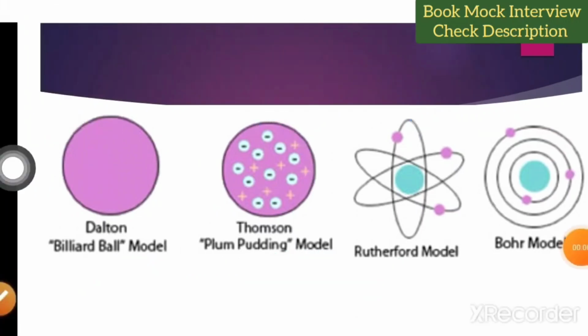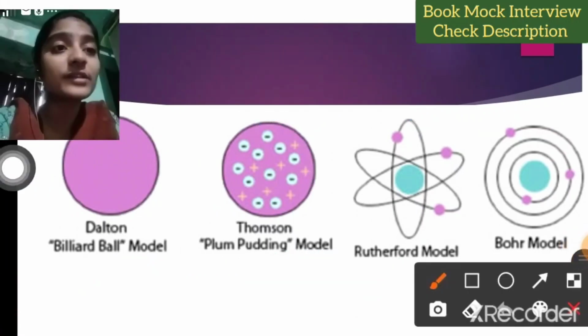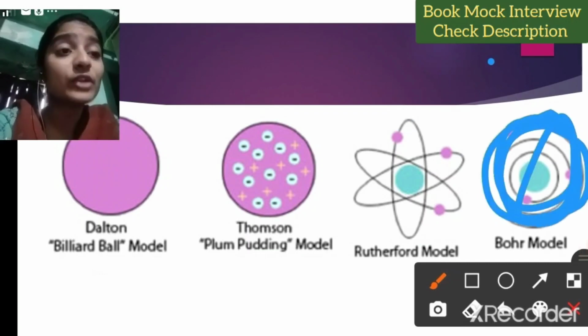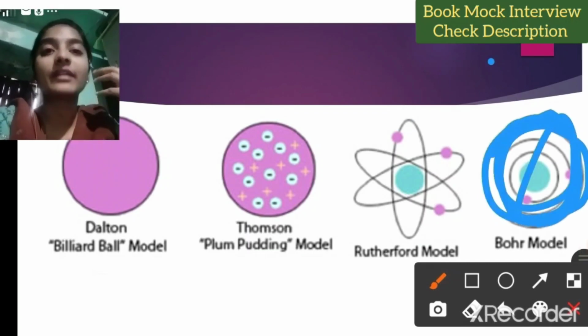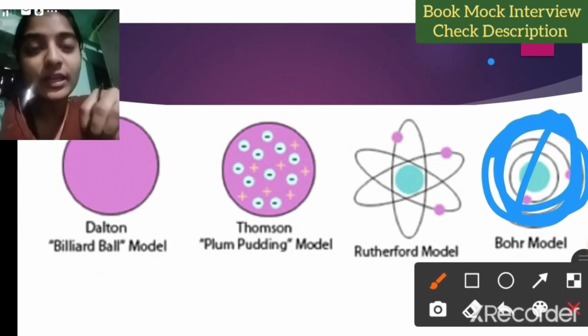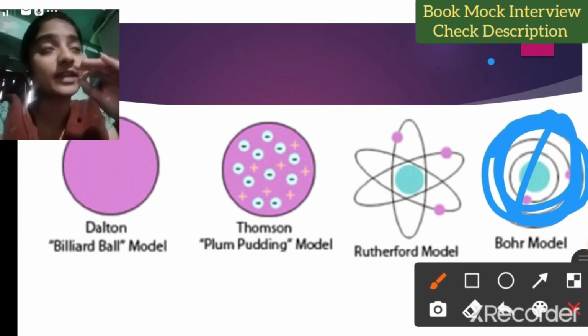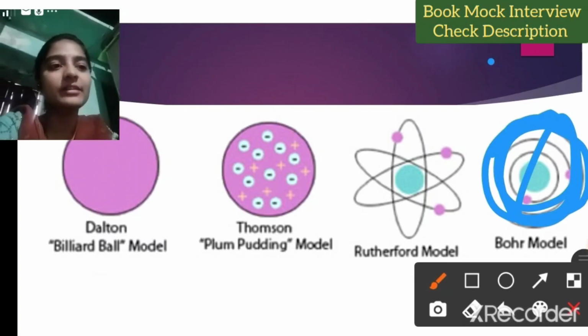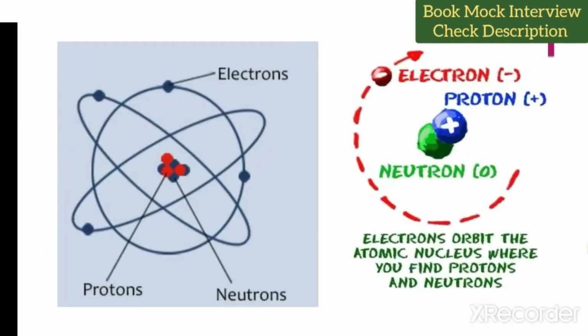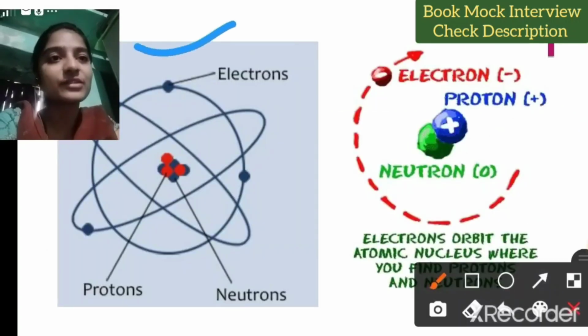So now, as Bohr said, electrons keep on revolving around the nucleus very rapidly. Electrons can neither gain energy nor lose energy; they keep on rotating. If the electrons are nearer to the nucleus, they have less energy. If the electron is in the excited state, then it has the maximum energy level. Then this is the whole structure of electrons.